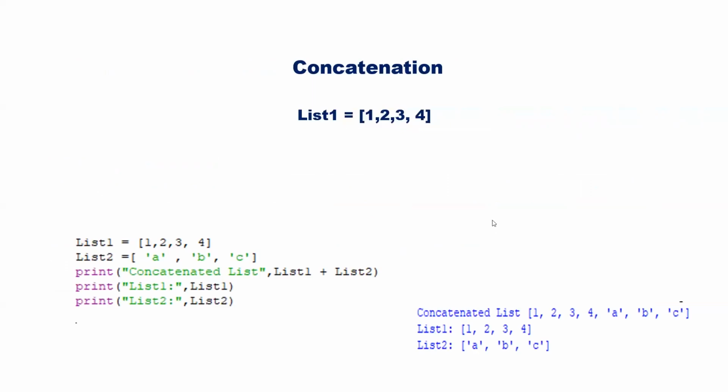For example, assume that list 1 is equal to 1, 2, 3, 4 and list 2 equal to A, B, C. List 1 plus list 2 will return a list by concatenating the values in list 1 and list 2. So we will get a new list with values 1, 2, 3, 4, A, B, C. List 1 and list 2 will remain unchanged after concatenation. If you want the merged list, we can assign it to another list.